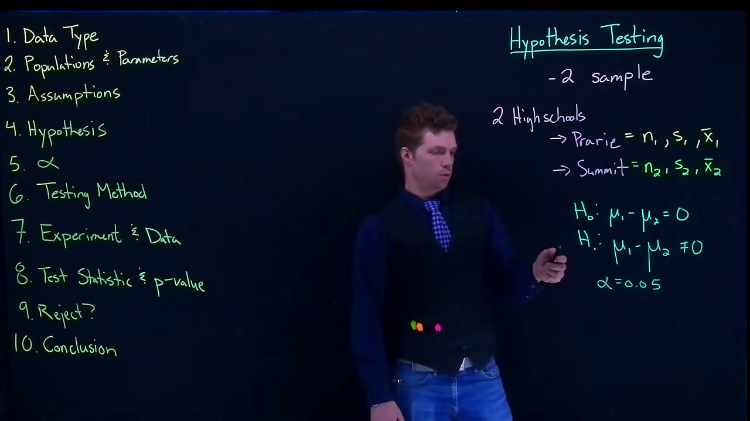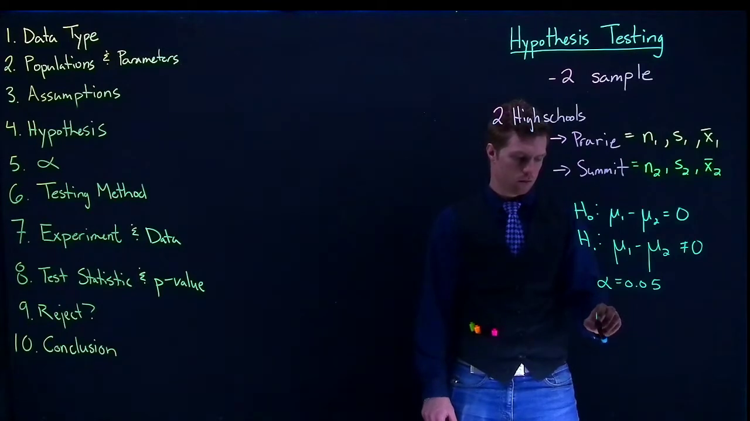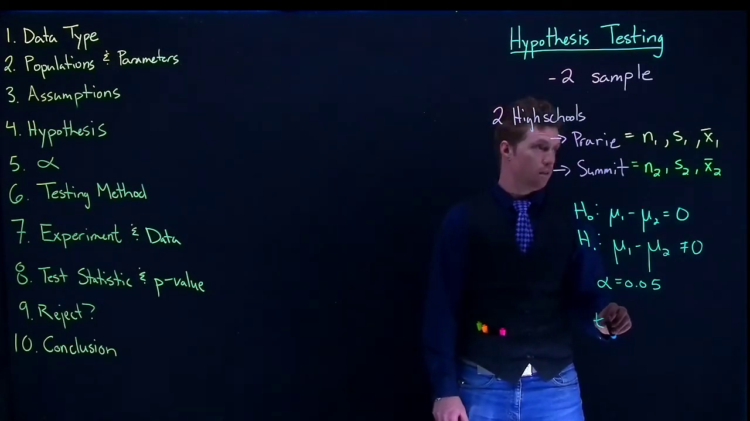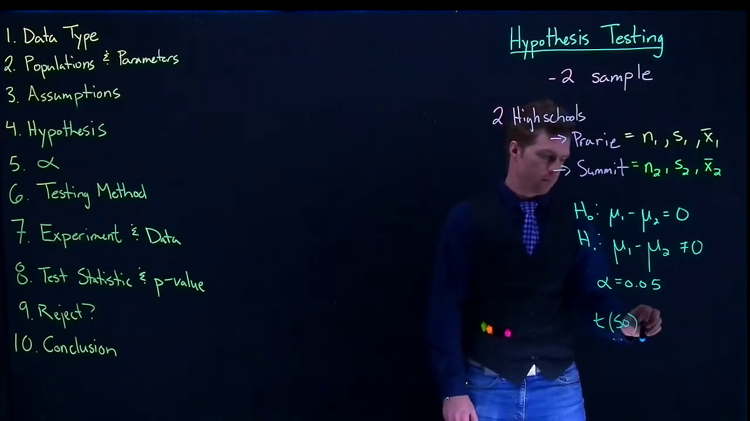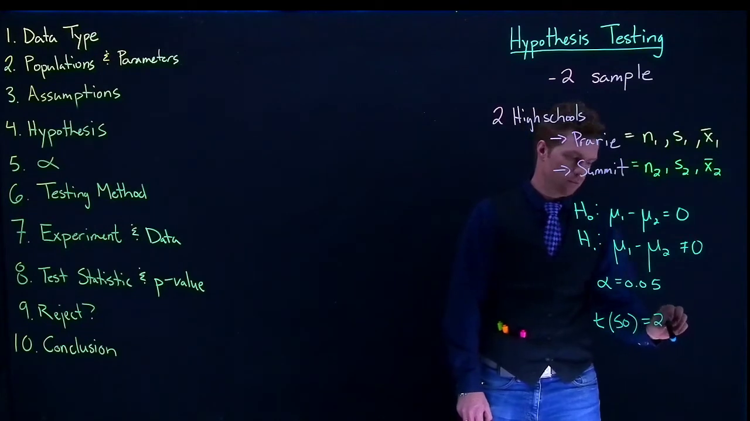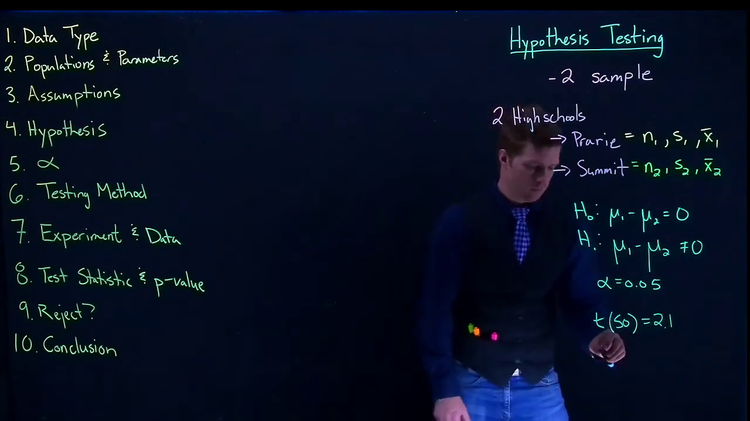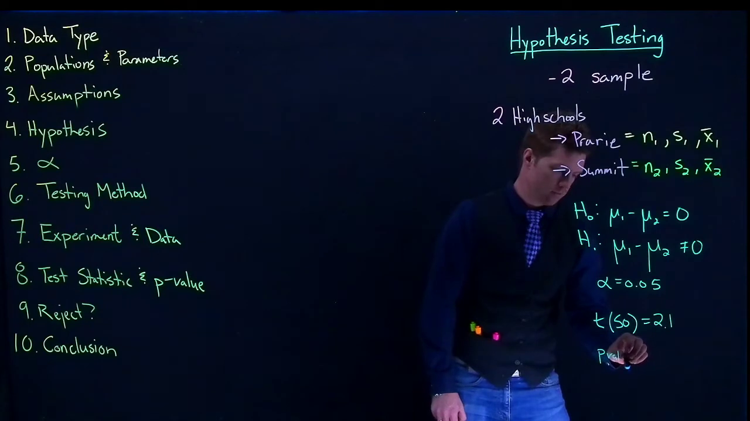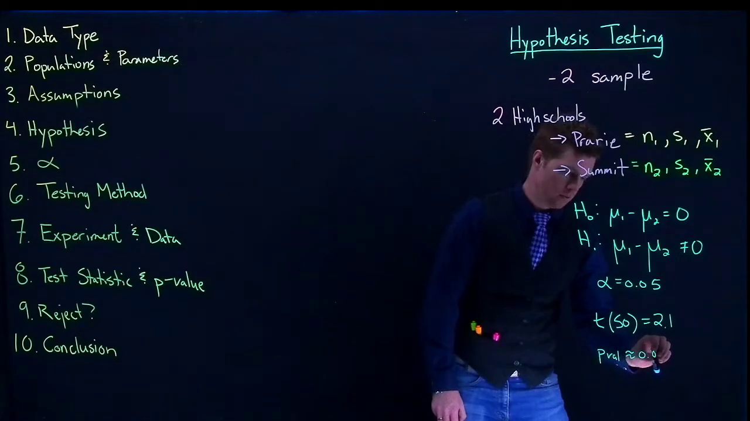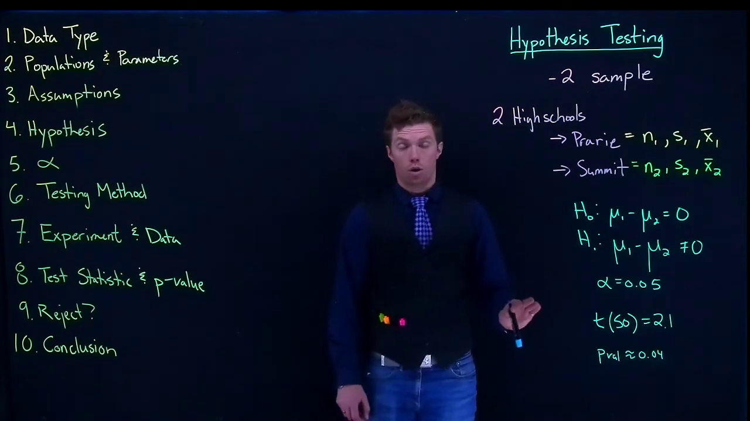And we'll also say that we got a T score. Let's say that we got a T with, I don't know, 50 degrees of freedom, that equaled 2.1. And this is going to give us a p-value of about 0.04, and we'll go from there.